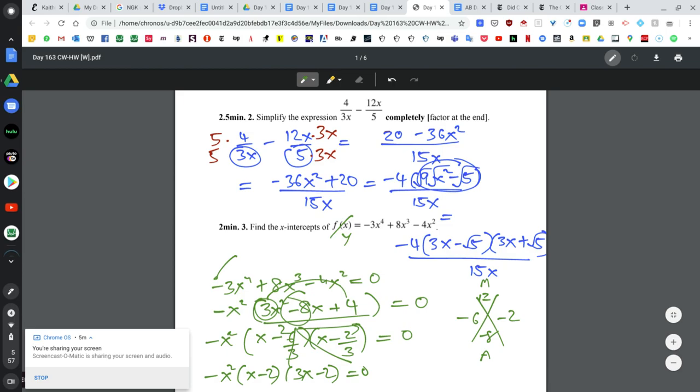Now we can use the zero product property. Therefore, x squared is 0, so x is 0. x minus 2 is equal to 0, so x equals 2. And then 3x minus 2 equals 0, therefore x equals 2/3. Check if you got that.